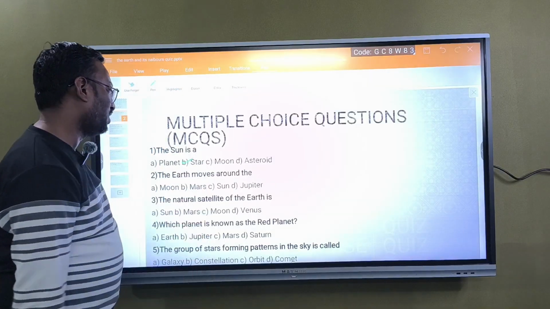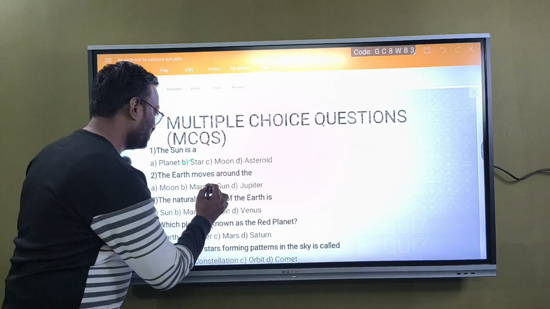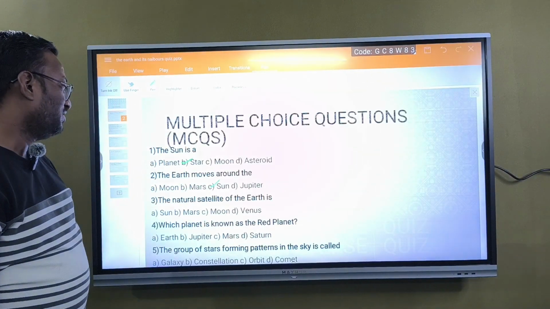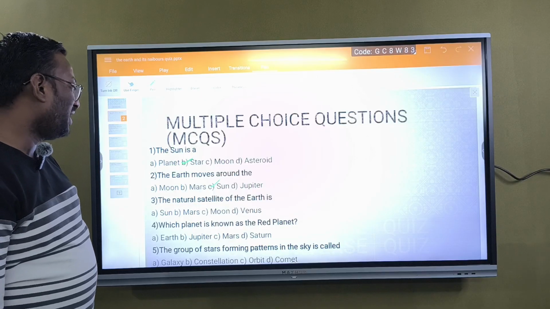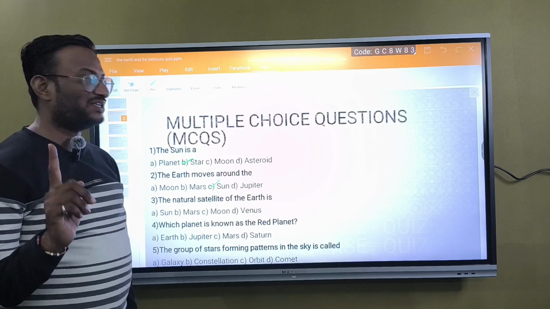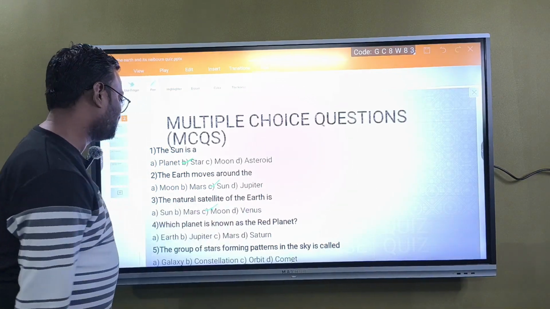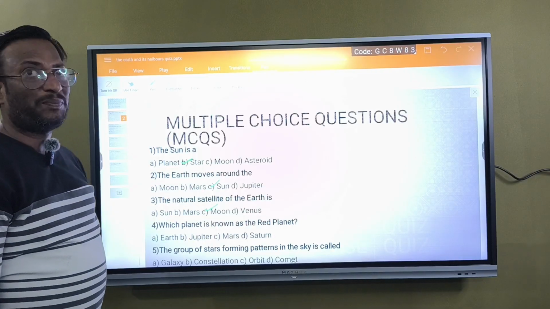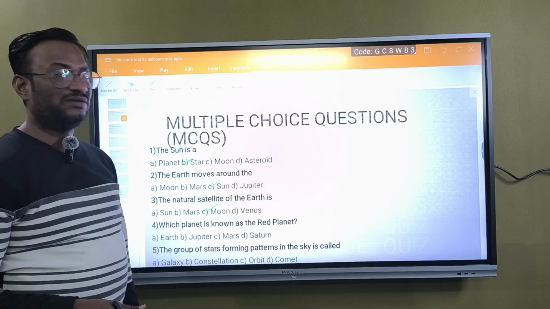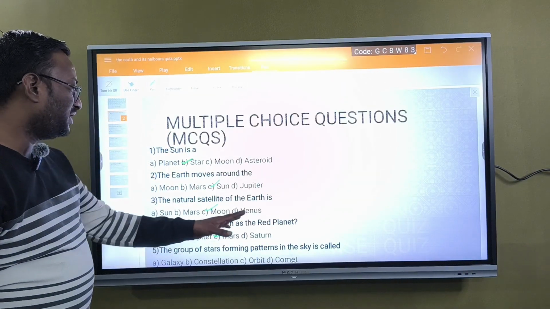The sun is a star. The earth moves around the dash. Moon, Mars, sun, Jupiter. Earth moves around the sun. The natural satellite of earth is, earth has only one natural satellite. What is that satellite? Sun, Mars, moon. It's moon, not Venus. Which planet is known as the red planet? Of all the 8 planets, which one is called the red planet? Mars, not Earth, not Jupiter, not Saturn.